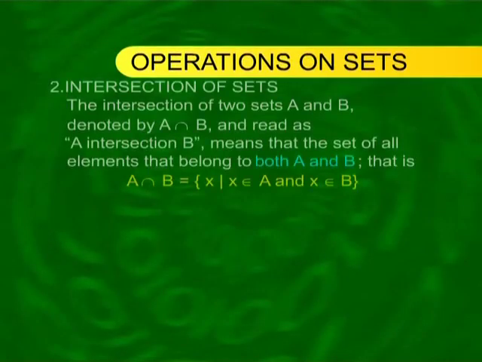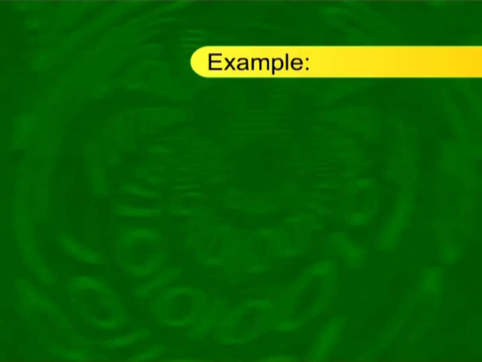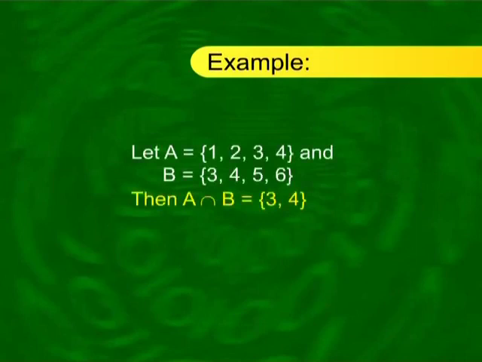The intersection of 2 sets A and B means that set in which the elements belong to both A and B. For example, if set A consists of 1, 2, 3, 4 and set B consists of 3, 4, 5 and 6, then A intersection B is the set of the elements 3 and 4, as these are the 2 elements which belong to both A and B.